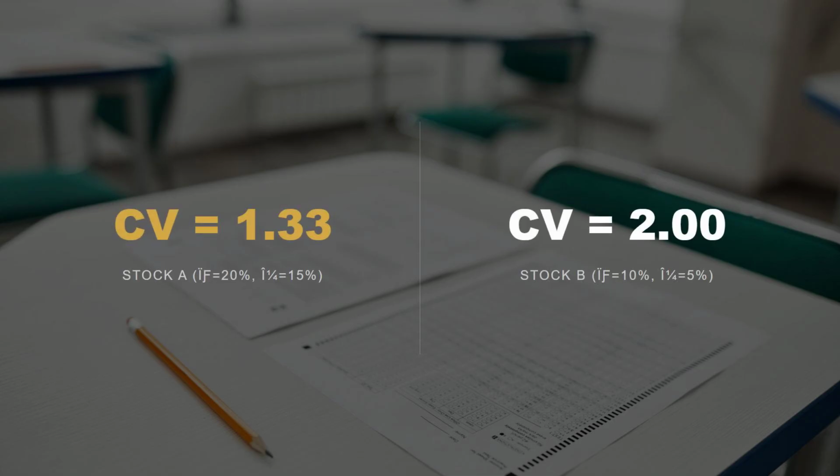Let us see this side by side. Stock A, standard deviation 20%, mean return 15%. CV is 1.33. Stock B, standard deviation 10%, mean return 5%. CV is 2.00. Even though Stock B has half the absolute risk, it has 50% more relative risk. For every percentage point of return you earn from Stock B, you are taking on more risk than you do with Stock A. This is exactly the kind of question where candidates pick the wrong answer because they only look at standard deviation.